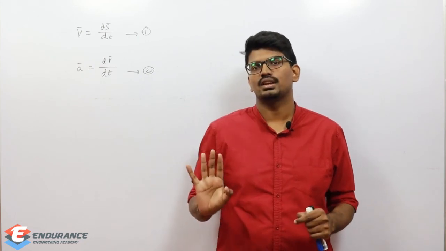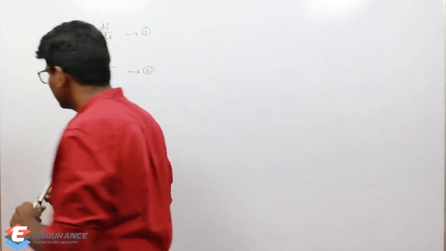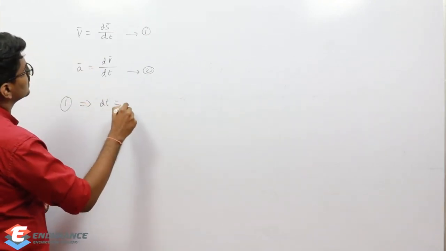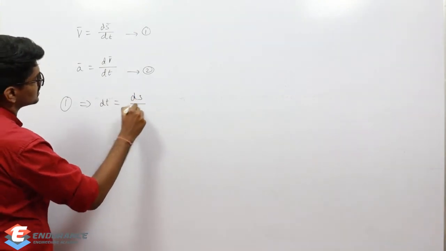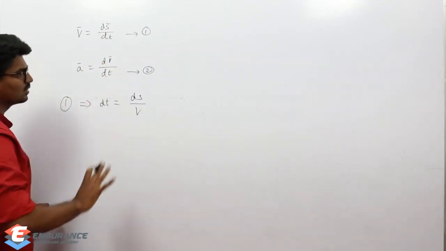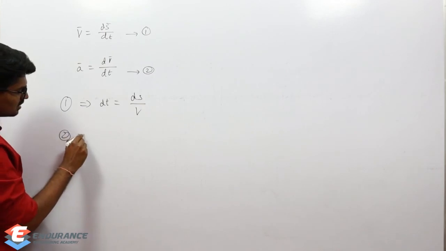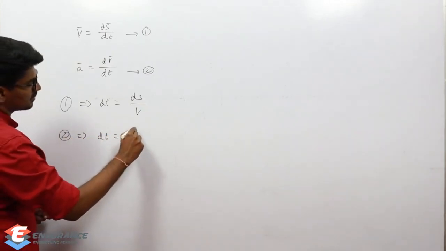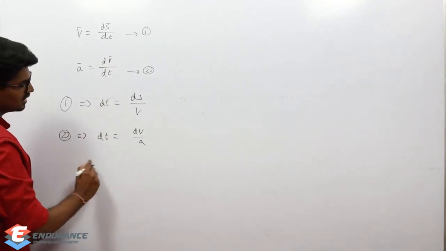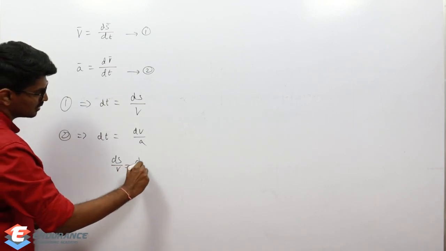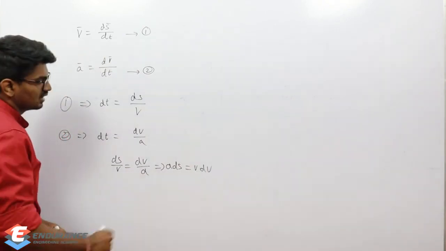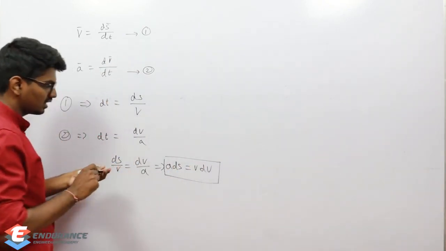Just basic definitions only. Now, from these two equations, from the first equation, I can write dt as ds by v. I am not including the vector sign; the vector signs are introduced just to show that those are vectors. And similarly, from the second equation, dt will be dv by a. So I can just equate the time component dt and dt. So ds by v will be equal to dv by a, which implies a ds is equal to v into dv. This is a very important equation.